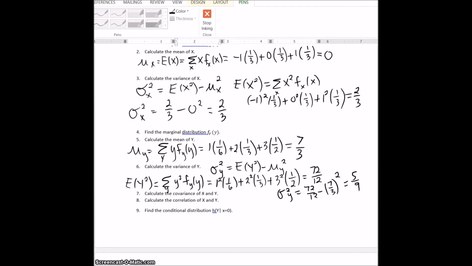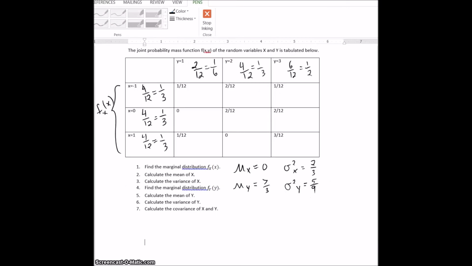Okay, I'm going to clear out some space so I can work on the covariance and the correlation. Okay, now to calculate the covariance. The easiest way to calculate the covariance is usually to use what we call the computational formula, which is that the covariance of x and y is equal to the expected value of x times y minus the mean of x times the mean of y. Now we know the mean of x and the mean of y, so what we really need to find is the expected value of x times y.